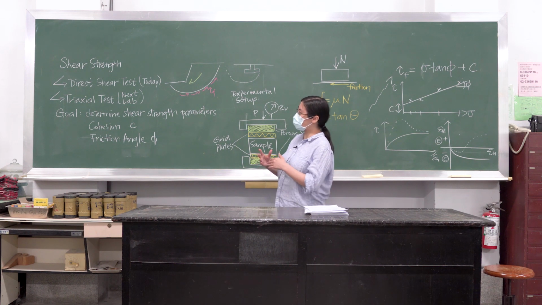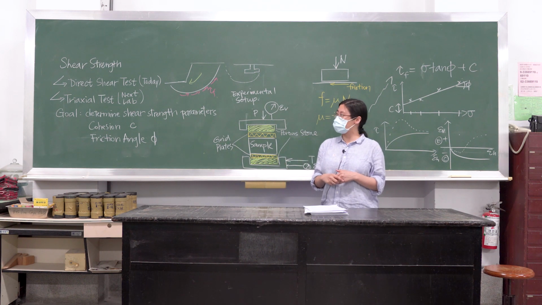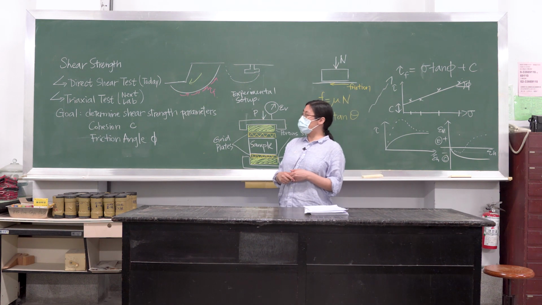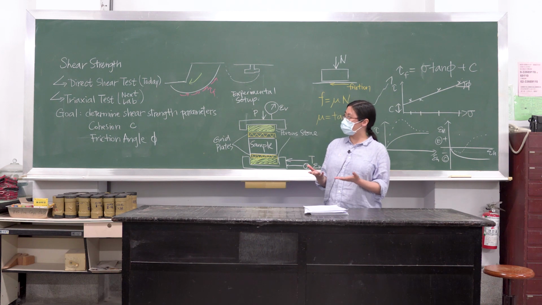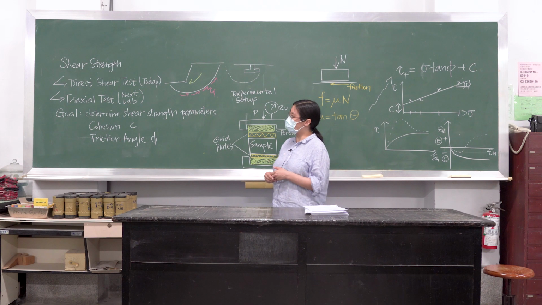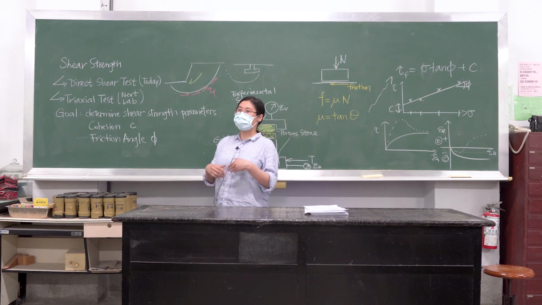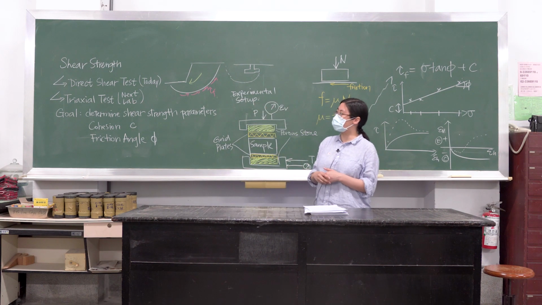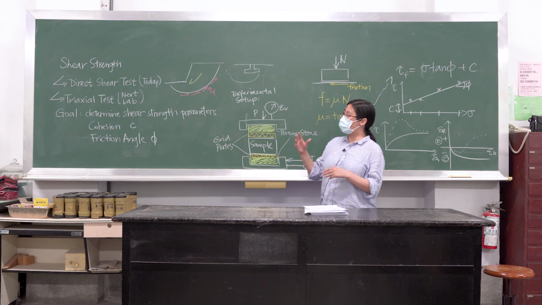First of all, shear strength is the maximum stress that can be sustained by the soil. So shear strength should have the same unit as shear stress. In the laboratory, there are many tests to determine the shear strength of soil. The most common tests would be the direct shear test and the triaxial test, and if you go to graduate school, you may know other tests that can help you evaluate shear strength. But for undergraduate study, we are going to focus on the direct shear test and the triaxial test.